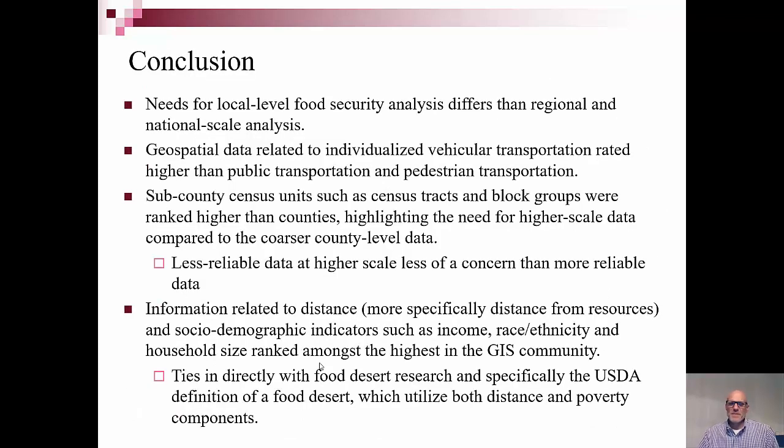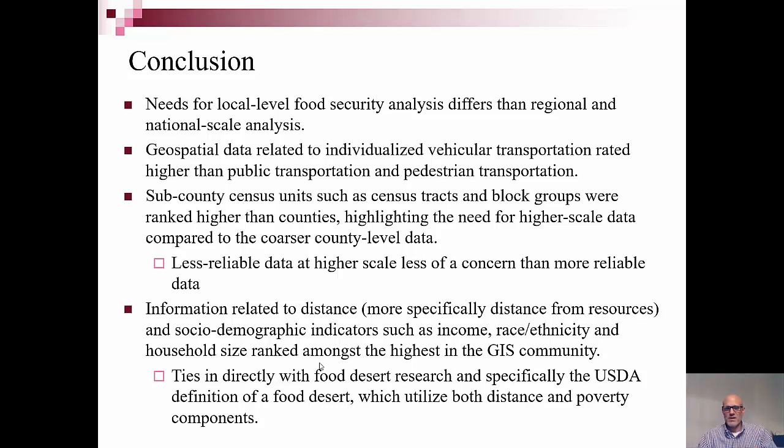In conclusion, I think that the needs, and I think Tysean can agree because he's done a lot of the actual work in mapping for me when we have projects across campus where he's working with students. But the needs for local level food security are different than regional and national scale analysis. So people like looking at spending at the block group level or the tract or the zip code level, and we bring together all of these different databases. We thought it was kind of interesting that geospatial data related to individualized vehicular transportation rated much higher than public transportation and pedestrian transportation.